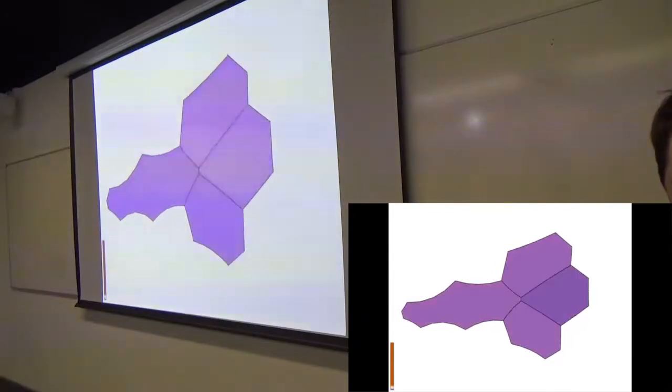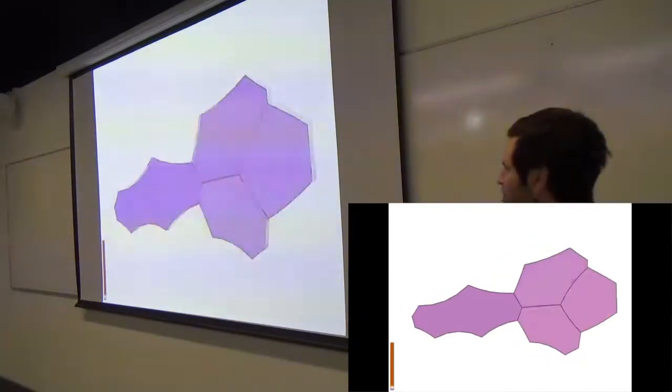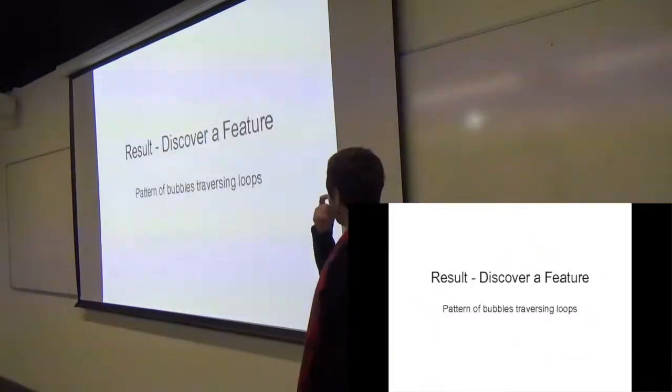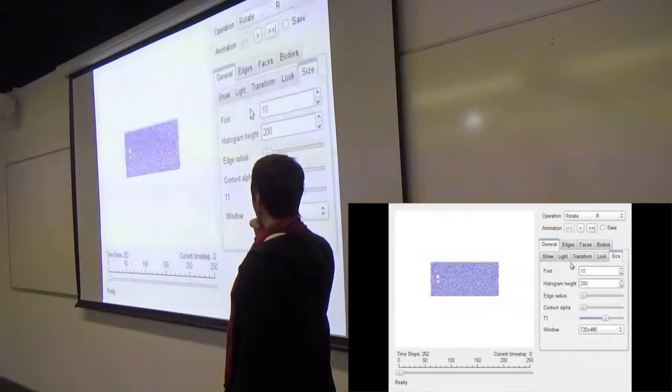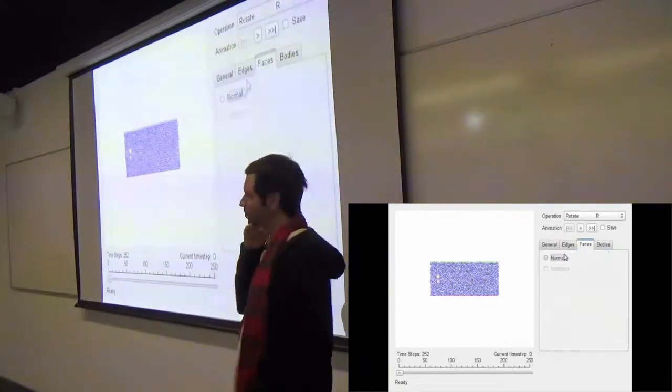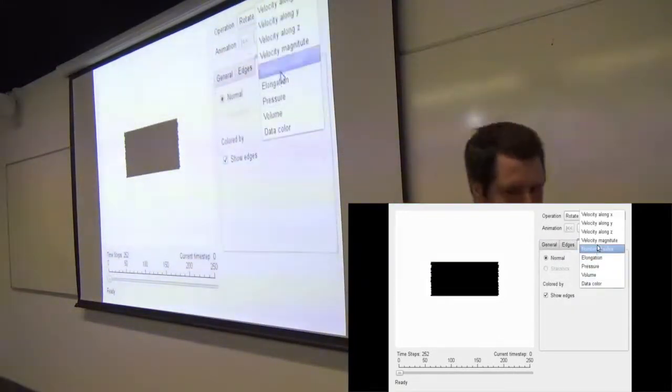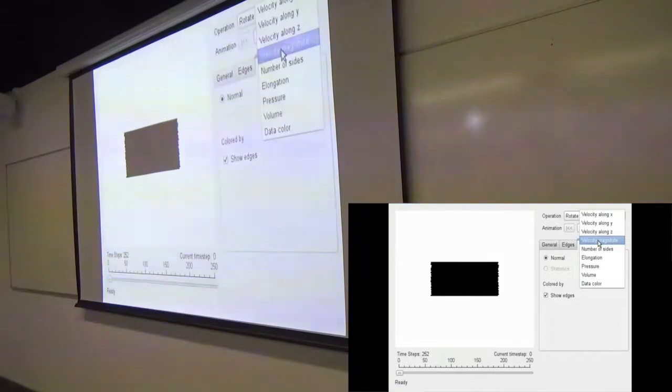And you could see that's an example of the foam topology changing. The neighbors changed. It was a little bit fast, but you can see the idea there.